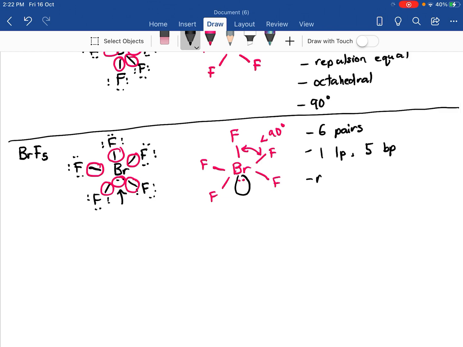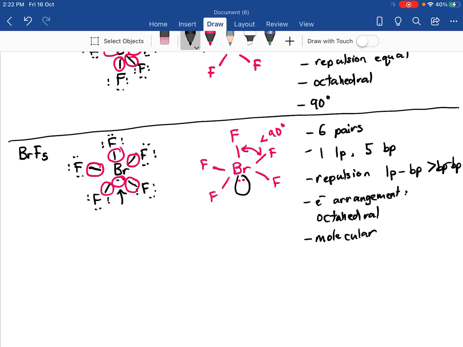And because of the presence of the lone pair, the repulsion is not equal, because repulsion of lone pair and bonding pair is much stronger than bonding pair with bonding pair. Therefore, the electron arrangement will be the same, which is octahedral. However, it will have a different molecular geometry, which is square pyramidal, and the angle will be less than 90.